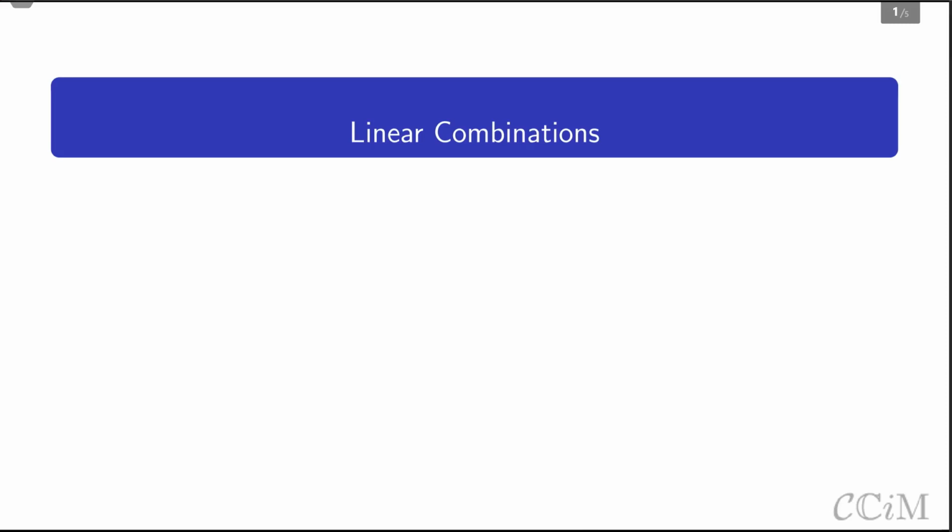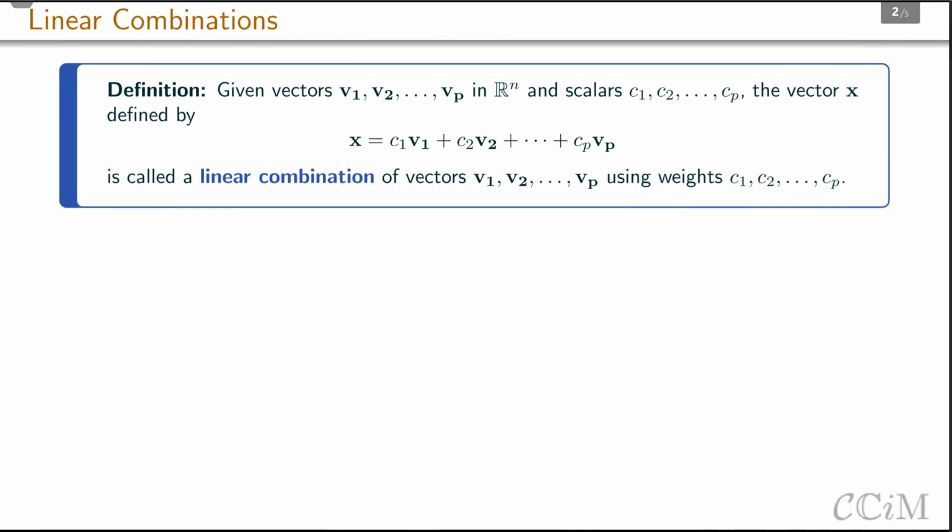In this section, we'll be defining linear combinations and looking at some examples. Let's start with the definition of linear combination. We're going to assume we're given a set of vectors, v1, v2 through vp, and these vectors are in Rn. What that means is simply that each vector has n entries. We're also going to be given a set of scalars, c1, c2 through cp. These scalars are just real numbers.